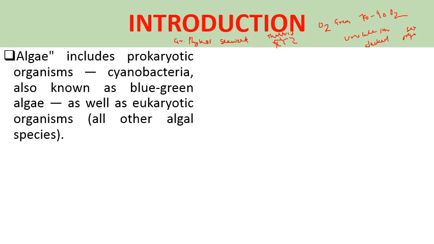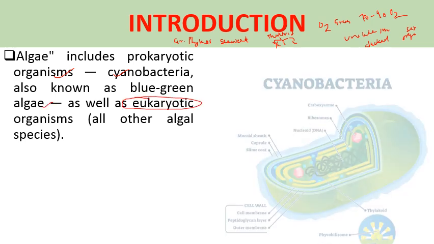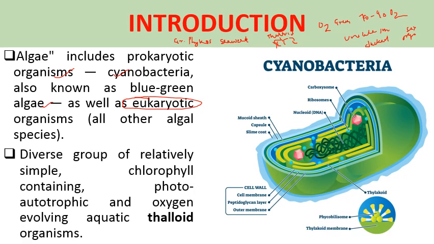So algae include prokaryotic organisms also, जिन्हें हम बोलते हैं cyanobacteria, और इन्हें कहा जाता है blue green algae, और इसमें आते हैं eukaryotic organisms भी, all other algal species. So it includes a diverse group of relatively simple chlorophyll containing photoautotrophic and oxygen evolving aquatic thalloid organisms. In cyanobacteria they possess this exceptional part of organelle जिसमें thylakoids present होते हैं. Otherwise they lack organelles, but they contain some simple thylakoids, and they also contain another pigment containing substance called phycobilisomes that helps carry out the reactions of photosynthesis.